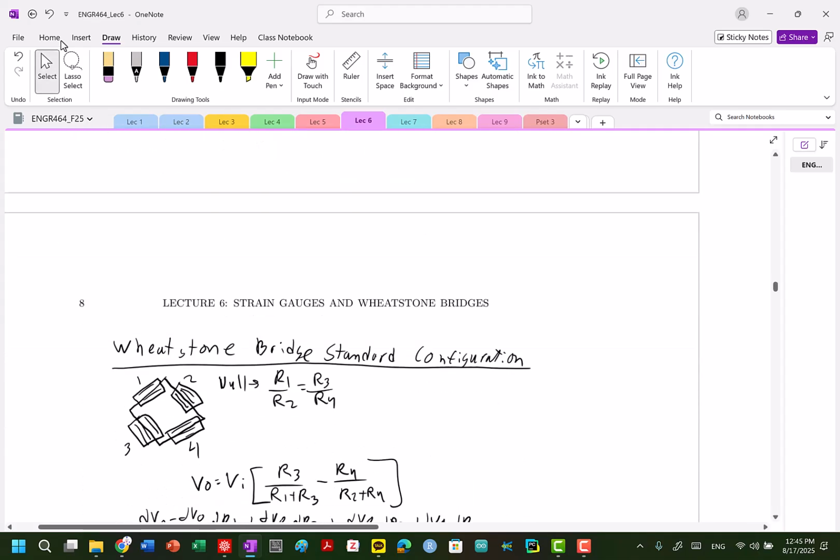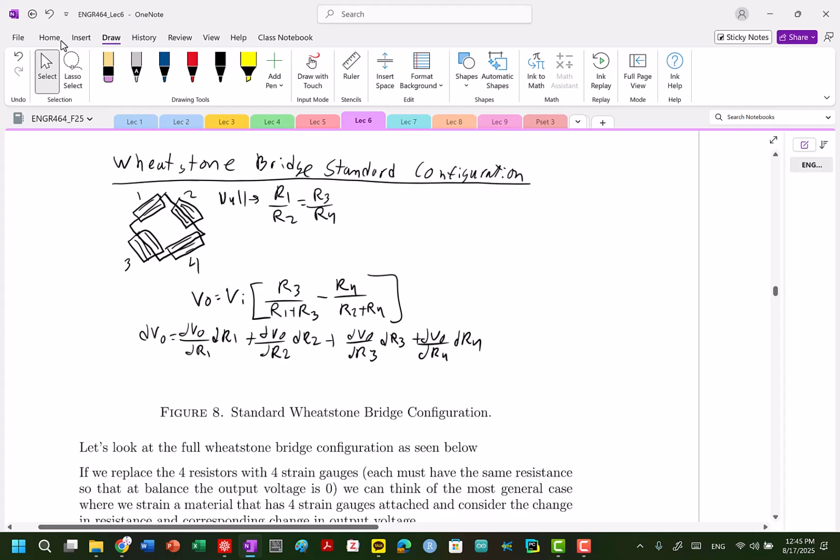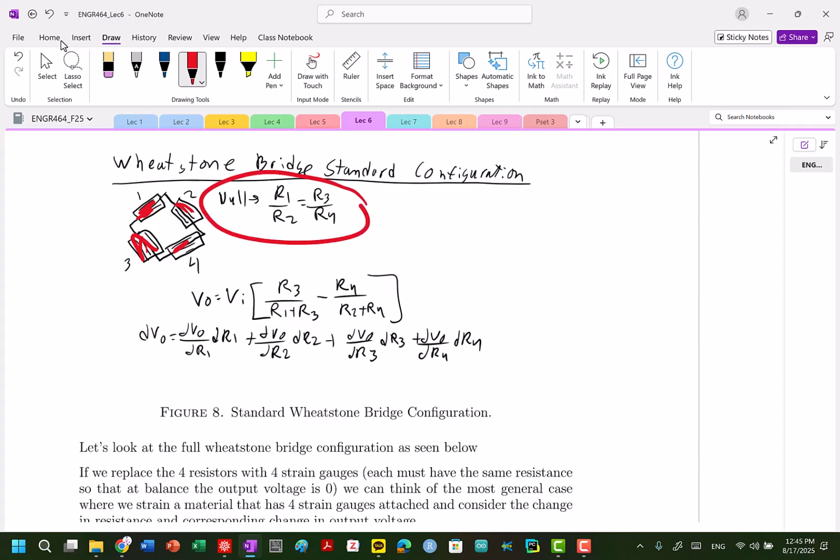It's not really in the standard configuration. But in the standard configuration, it's going to be just a little bit different. And you can have a full bridge configuration, which will be basically, instead of resistors, you'll have strain gauges in all 4 positions. And when you're basically at balance, this relationship will hold.